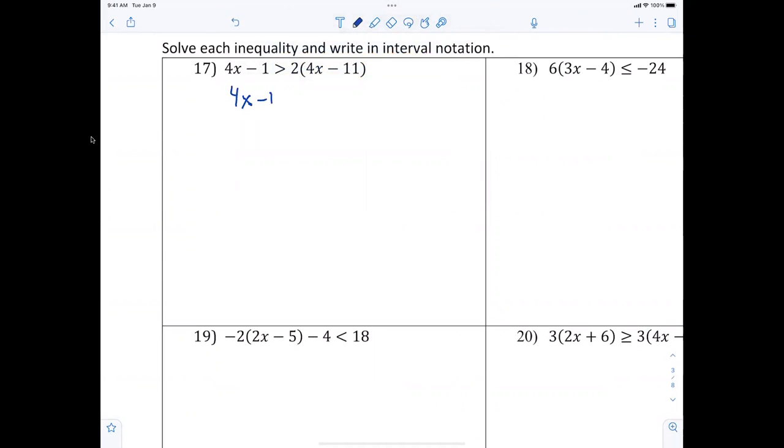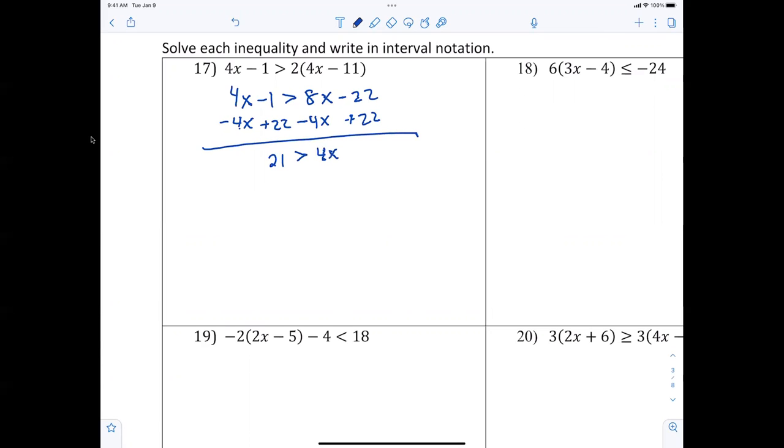4x minus 1 is greater than 8x minus 22. Now, once again, I try to keep the variables positive. So I move minus 4x, and then I add 22. So I have 21 is greater than 4x. Now I divide by 4. So I have 21 over 4 is greater than x. Therefore, x must be less than 21 over 4.